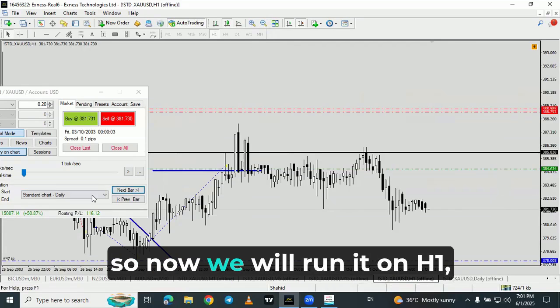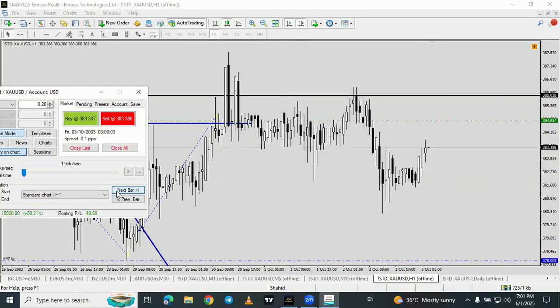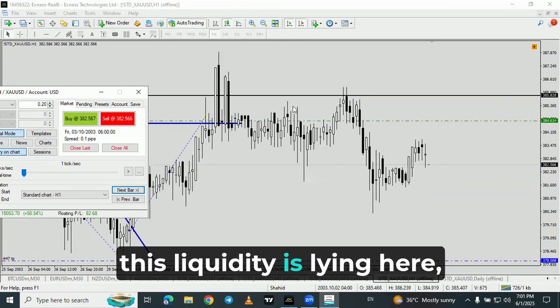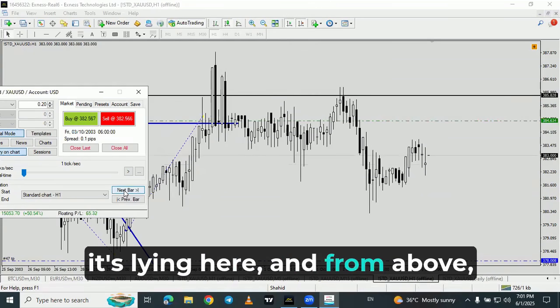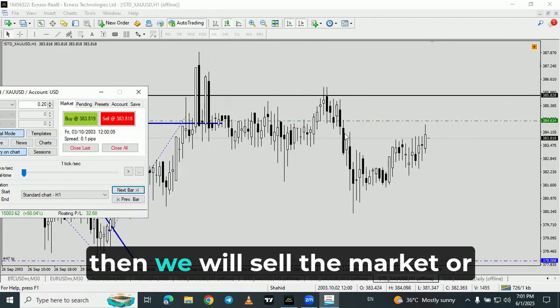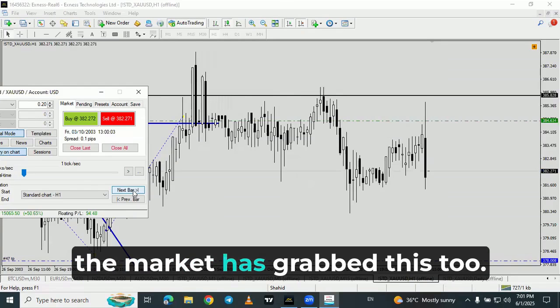All right, so now we will run it on H1. It's small. All right, look at the market. This liquidity is lying here. It's lying here, and from above, grab it and talk about it. All right, let the market grab this one, then we will sell the market, or grab this one, we will sell. Look, the market has grabbed this too.